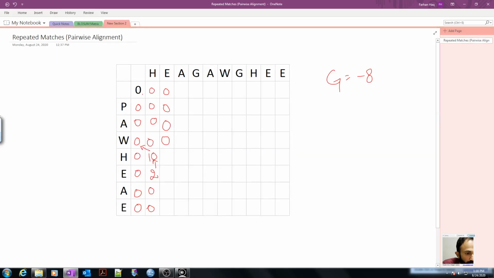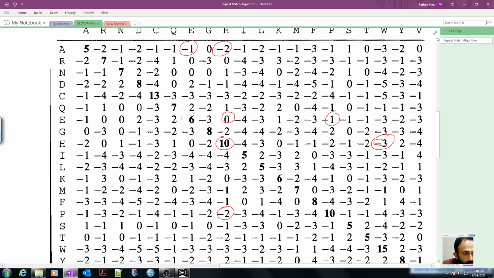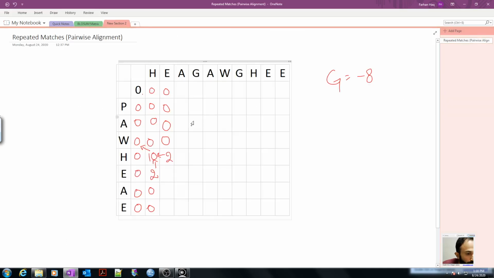Again we have horizontally we add gap, so maximum value is 2 here. Then E and E. Now E and E should be positive value, and that is here 6, this one. So E and E we will add diagonally with 10, so 10 plus 6 equals 16. Now A and E, here it is negative value, so if we add the gap here, this will be 16 minus 8, that is 8.